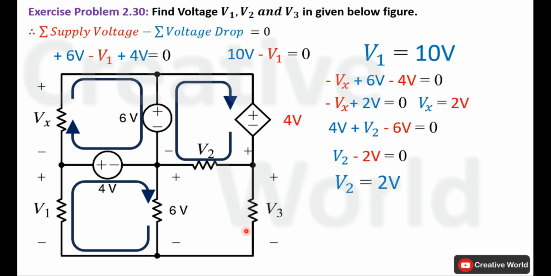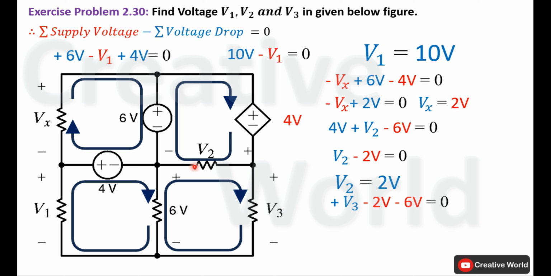Now we will try to find out the value of V3 using this closed loop. So apply Kirchhoff's voltage law inside this closed loop. First we have to identify the direction of current. I am taking clockwise direction. Now write Kirchhoff's voltage law equation for this closed loop. We will start from here. Current entering terminal is positive, plus V3. Move to next element. Current entering terminal is negative, minus 6 volt.